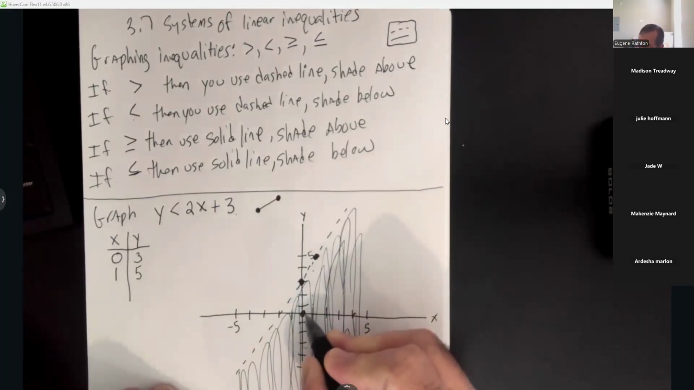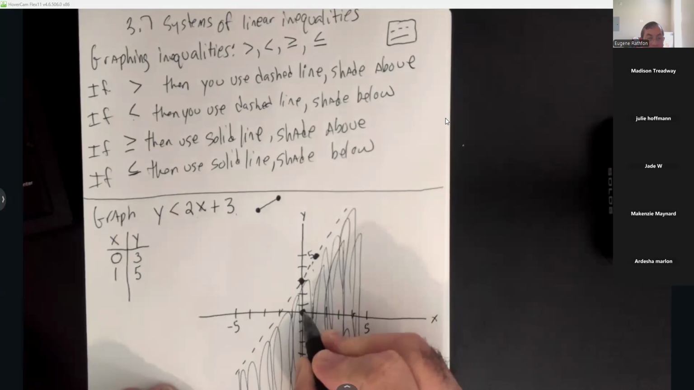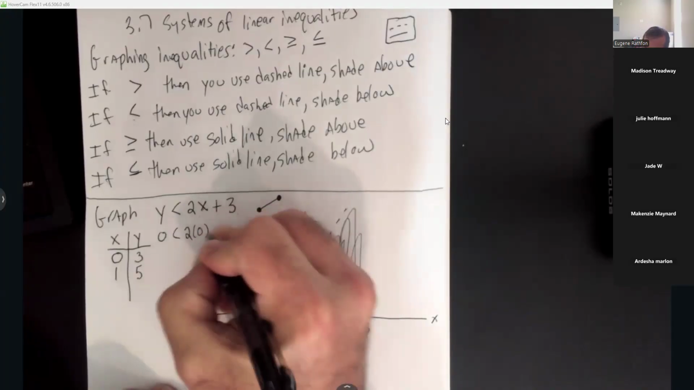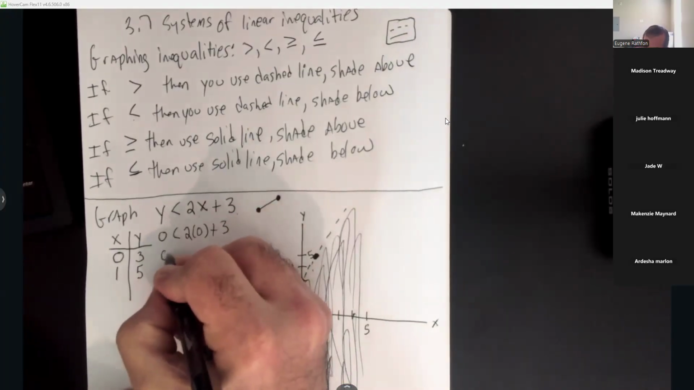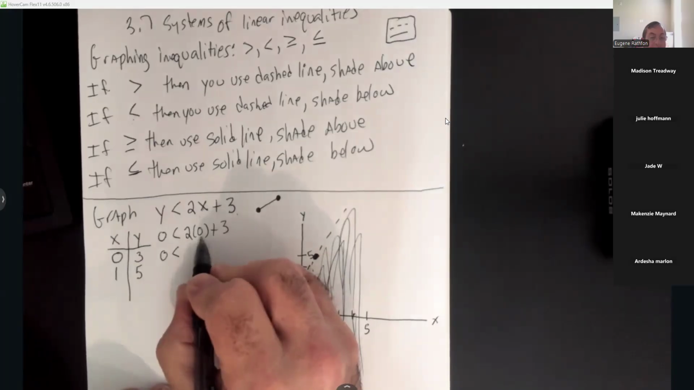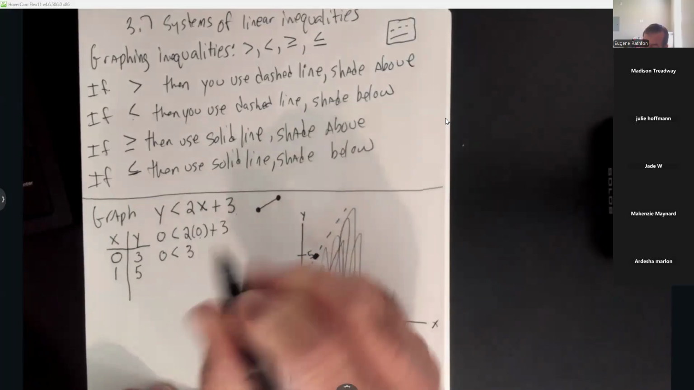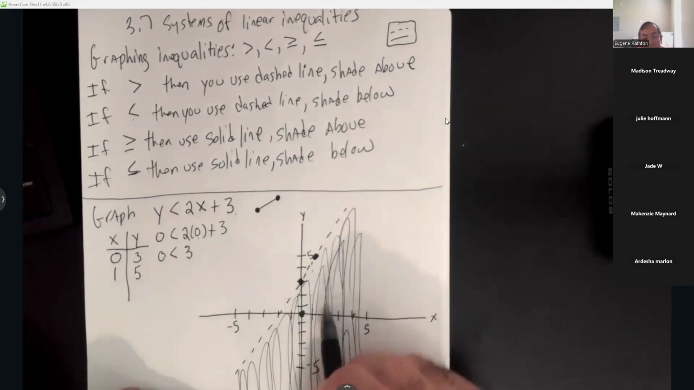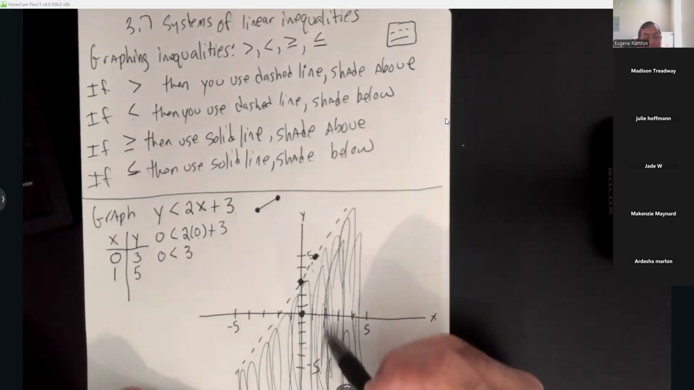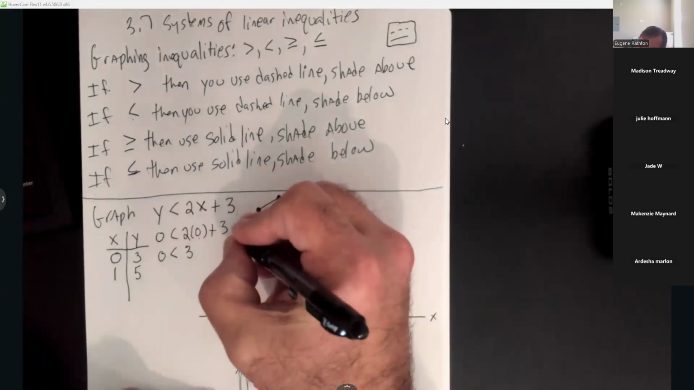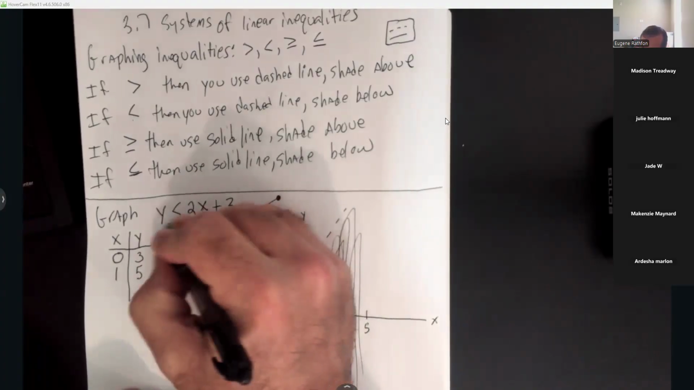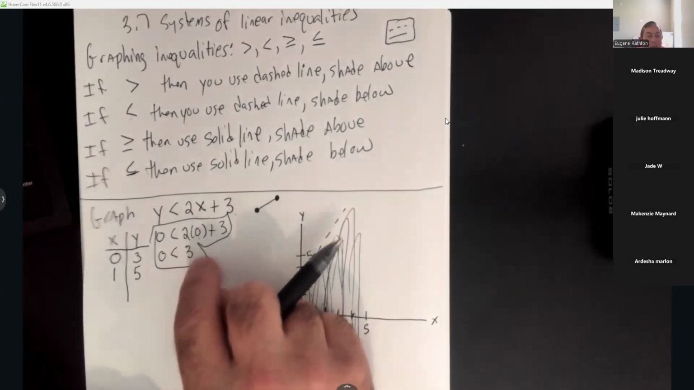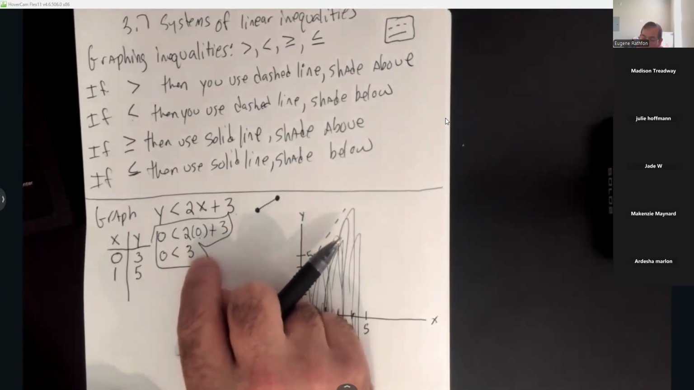And y'all can test that. This is the center of the graph, 0, 0. If you plug zeros in for this, well, this side is 0. 2 times 0 is 0, plus 3 is 3. So 0 less than 3, that is true. So that shows you that you shaded the right side of this, okay? So this is just to check it if you wanted to. You can plug any point in that you shaded, and it makes that thing true, okay?